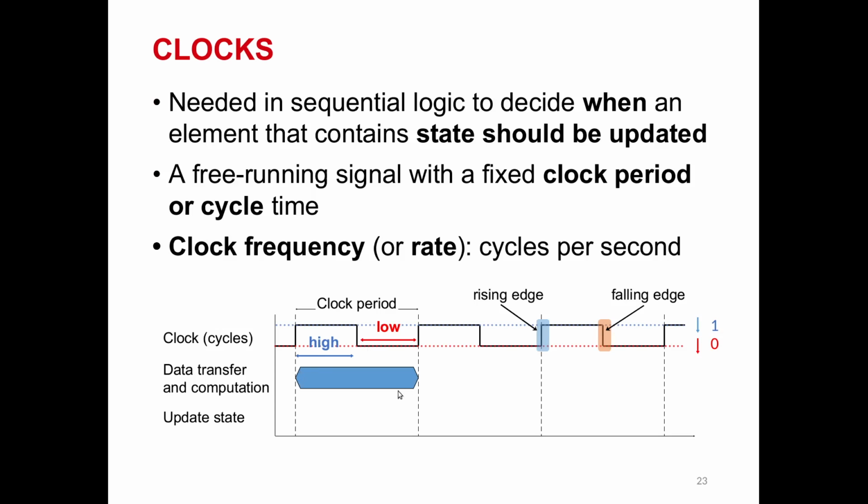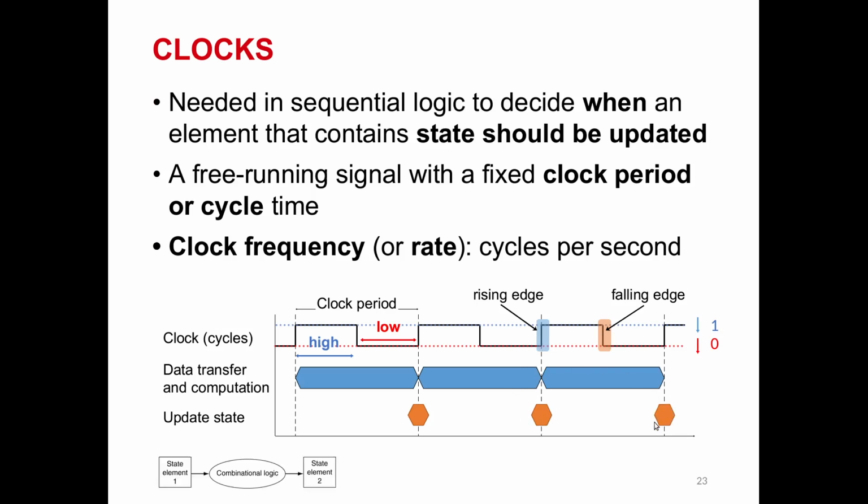During the clock period, the data transfer and computation by the combinational logic will occur, and at the rising edge or falling edge of the clock, the update of the state will occur. In other words, at this time the value calculated by the combinational logic here will be written into memory, and so our logic will work step by step, guided by the clock, and the memory will change to the final result.